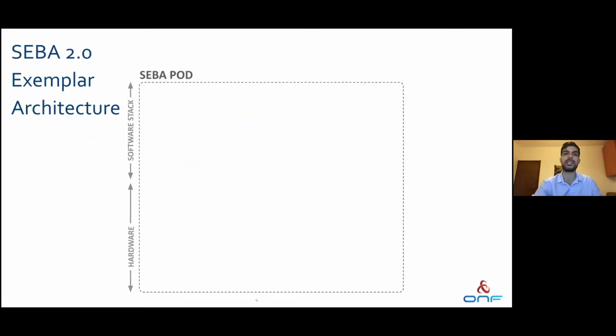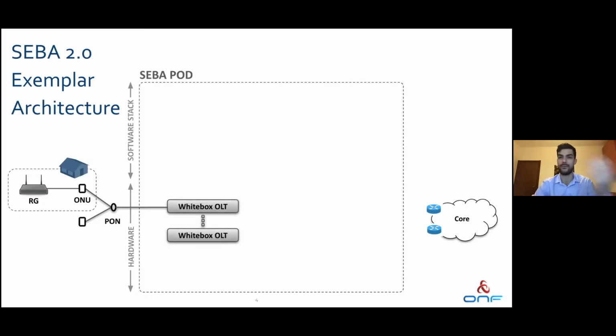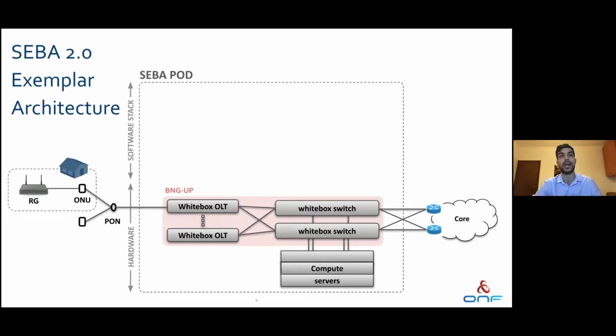So let's now dive a little bit deeper into the architecture of the 2.0 of the reference design. As always, we start with the RG and the ONU on the PON and the core of the operator network. This is where the boundary is. Everything in the middle is what SEBA defines. We have, as you guys know, white box OLTs, or in general, any OLT. We also have white box switches on top of which we attach some compute and some servers. And these switches act as a fabric. And the white box OLT with the switches together are the BNG user plane that I was mentioning before.